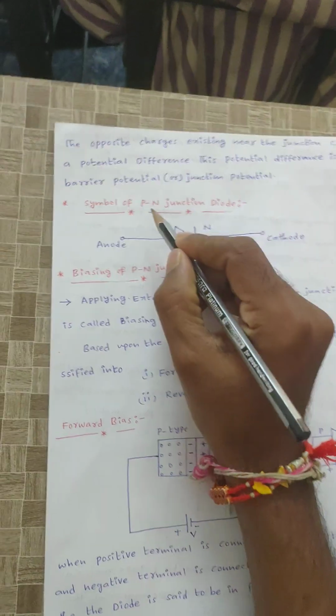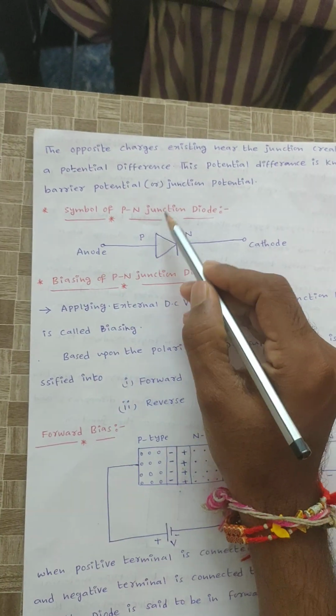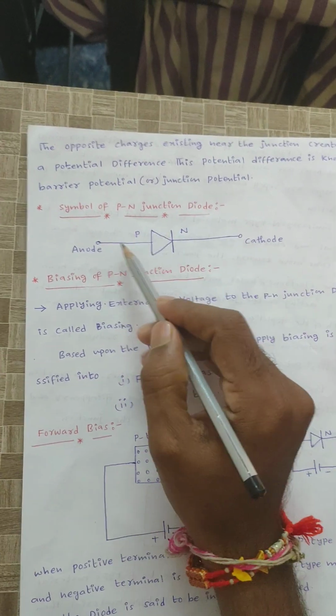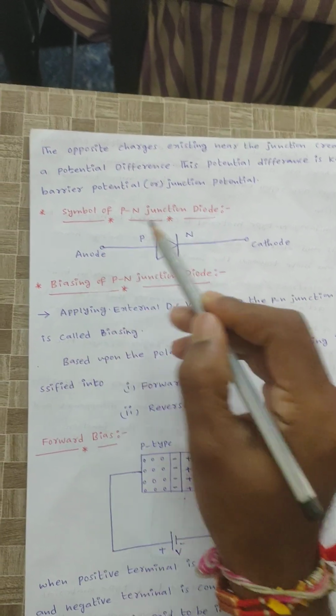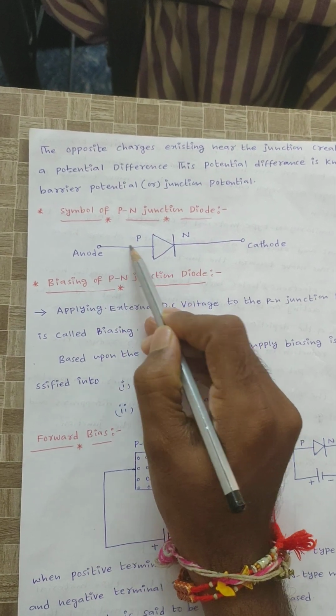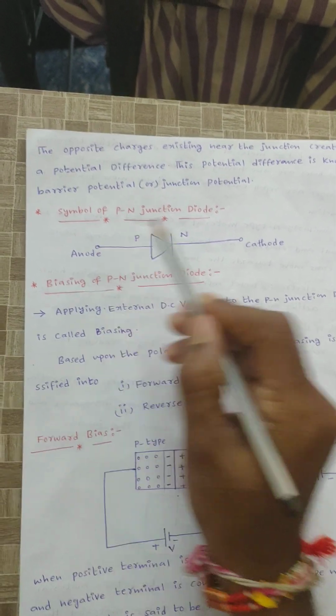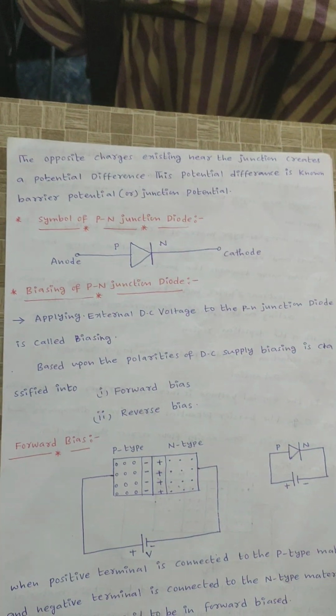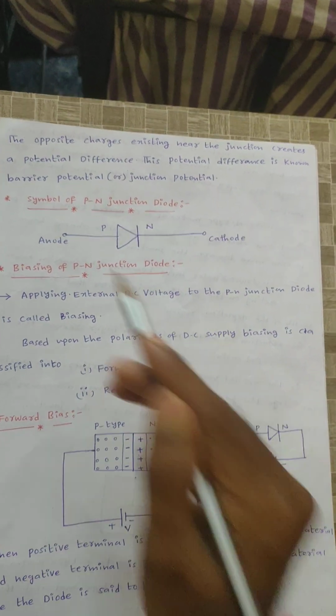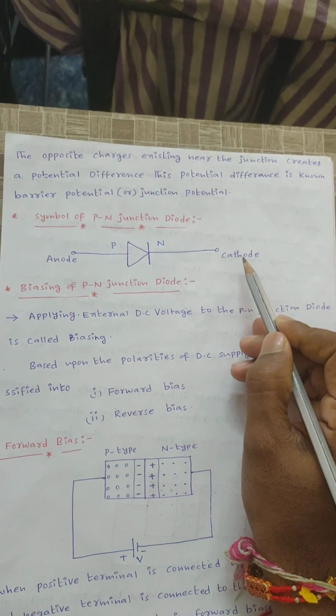First of all, here is the symbol of a PN junction diode. A PN junction diode has two terminals. The first one is the anode, the P-type material, the P terminal. The N terminal is the cathode. So the PN junction diode has two terminals, one as anode and the other as cathode.